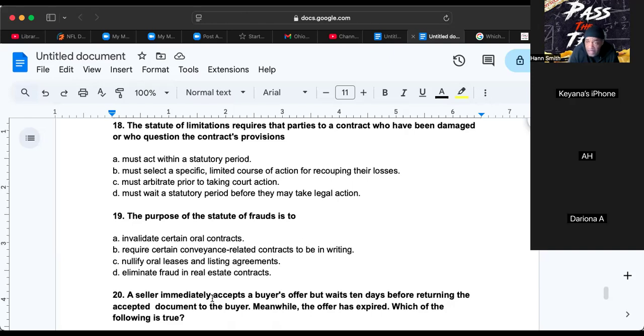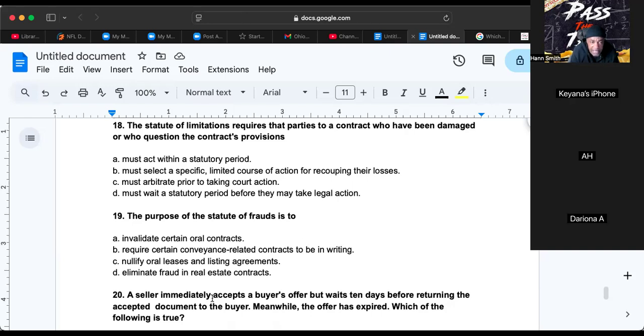Is it A, must act within the statutory period? B, must select a specific limited course of action for recouping their losses? C, must arbitrate prior to taking the court action, go through an arbiter, somebody the parties would select to be the arbiter of the issue. It's not a court official. Typically it's appointed by some type of association, like the Board of Realtors, or ACAR if it happened in real estate up here. Or is it D, must wait a statutory period before they may take legal action?